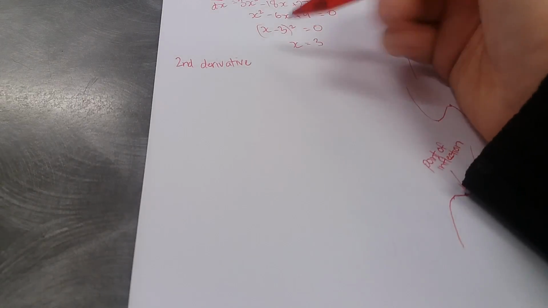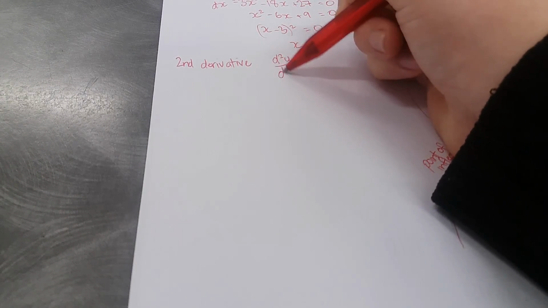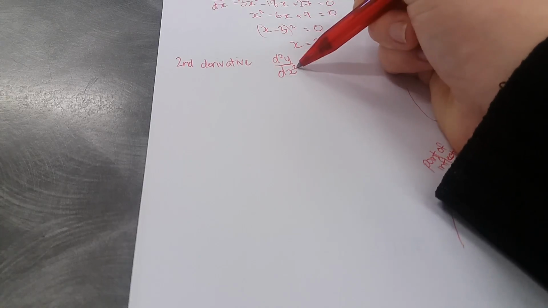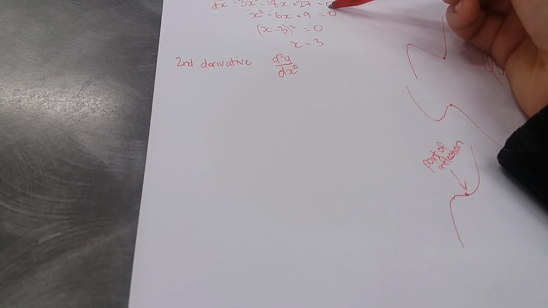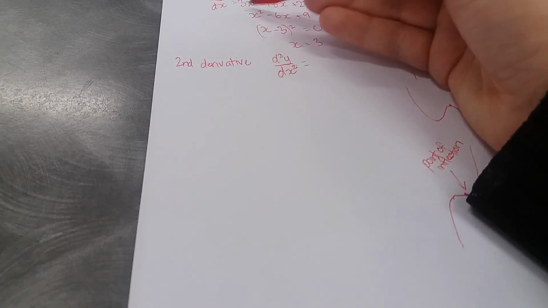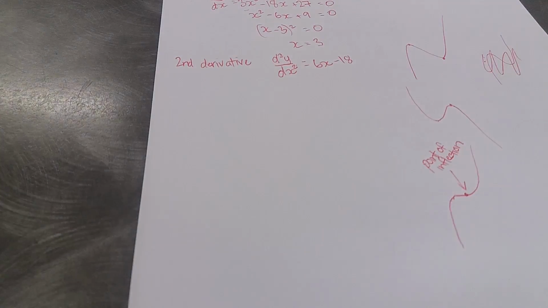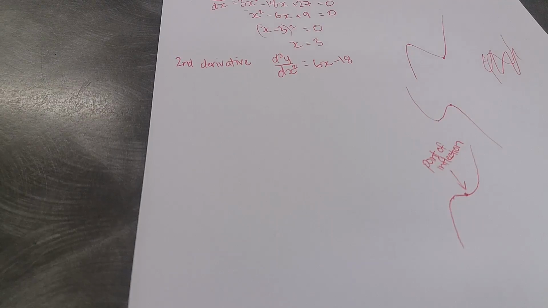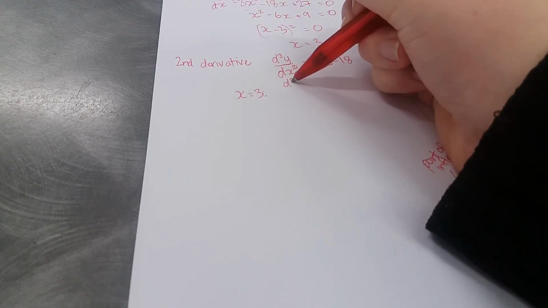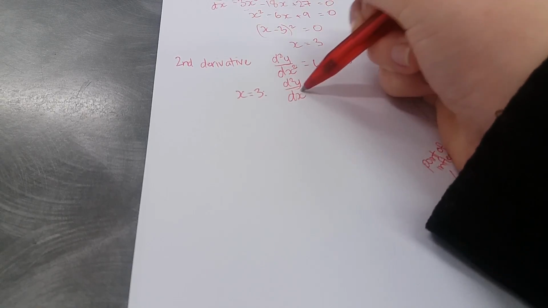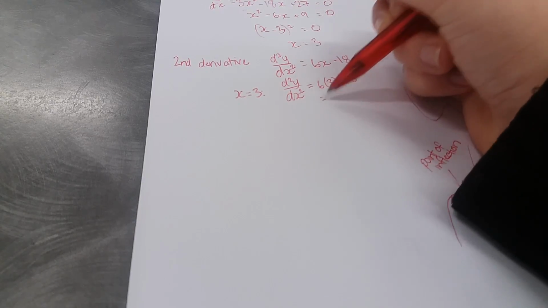So here we go. Second derivative. Now we write it like this because we're differentiating a second time. So there's a little 2 there and a little 2 there. We take this function that we had and we differentiate it. So 3x squared, differentiate that, you get 6x minus 18. Okay, now we put in our point, x equals 3, and we can see that this equals 0.